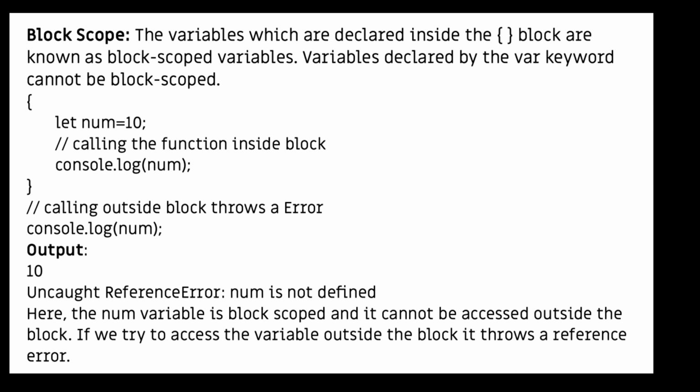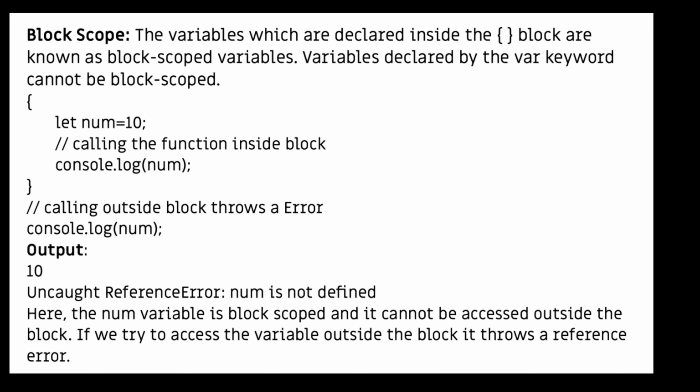Here first we take the let keyword, then num is a variable, then an assignment operator, then assign the value 10. Inside the block, you can console.log and call this num variable. If you call this num variable after the block, meaning outside the block scope, that throws an error.